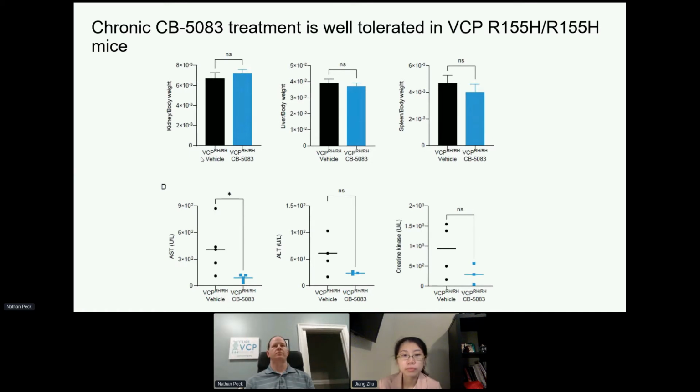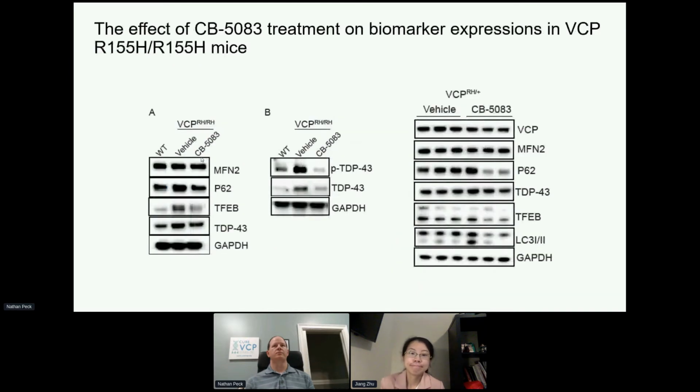Suggesting that chronic CB treatment is well tolerated in our animal model. Next. In addition, we also looked at the biomarker expression of VCP in these VCP R155H mice. Here on panel A, focusing on the first column first, when comparing the wild type and VCP R155H mouse Western blot, we see some markers get upregulated. For example, P62, TFEB, TDP43, as well as, in panel B, phosphorylated TDP43.